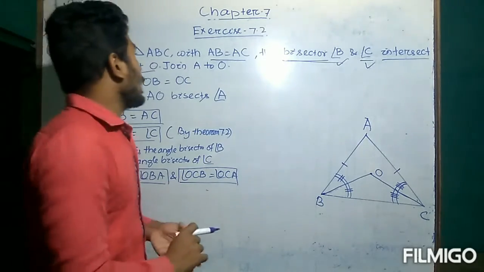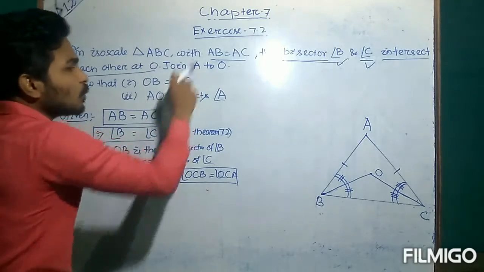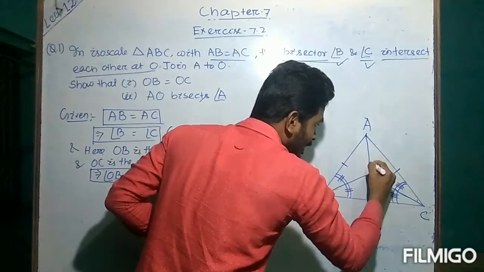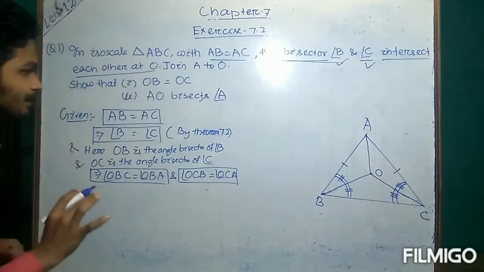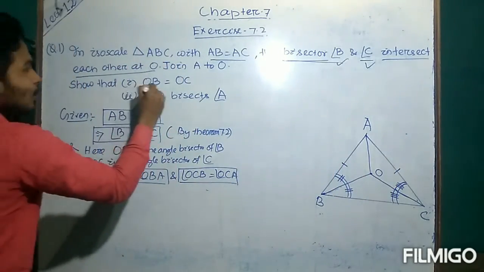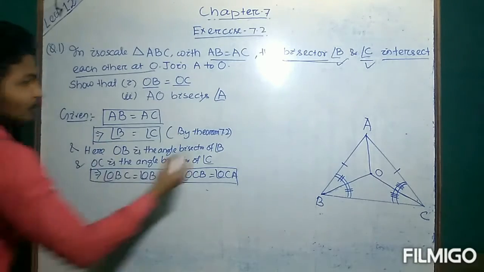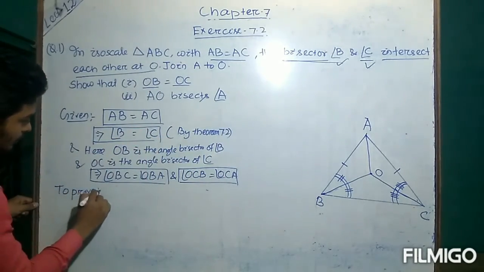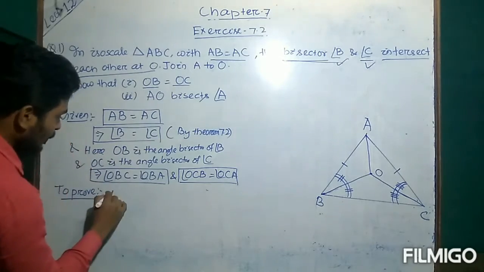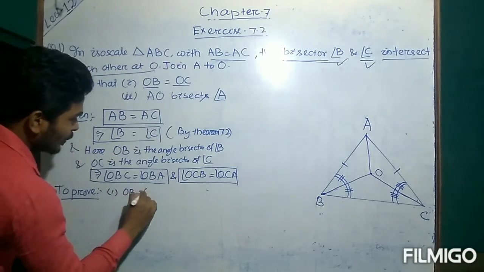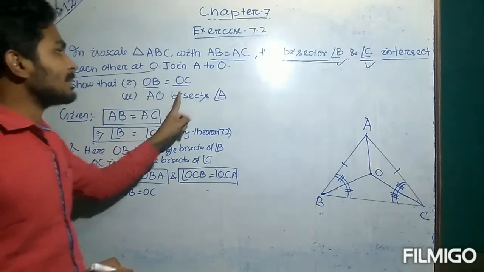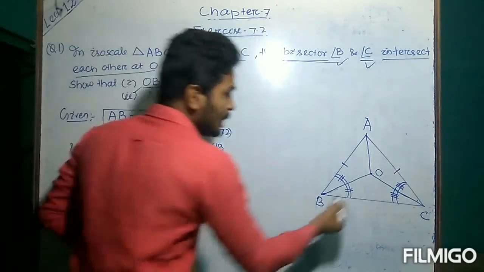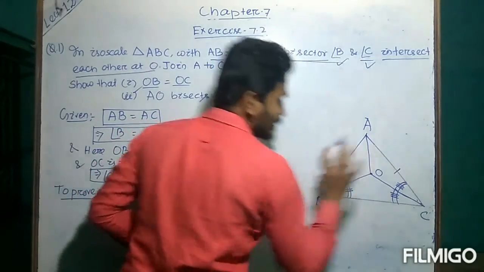Right? So now join A to O. What we have to do? We have to join point A and point O. Let's join. Clear? Then you have to show that OB is equal to OC. So what to prove? Here you can write, to prove: first statement, OB is equal to OC. Then the second statement, AO bisects angle A. So let us first prove this statement, OB is equal to OC. OB means this, OB is equal to OC.